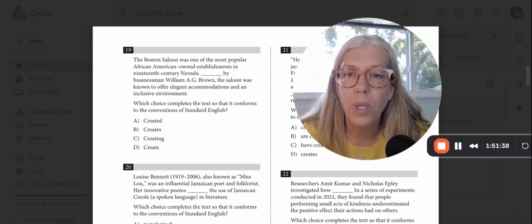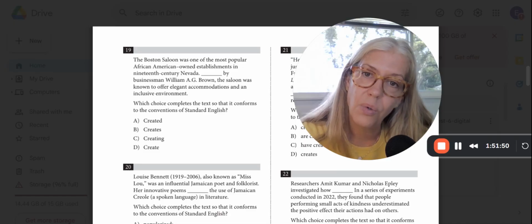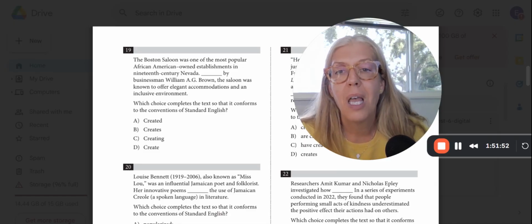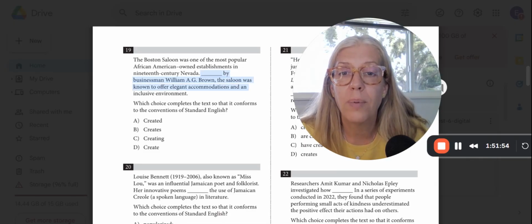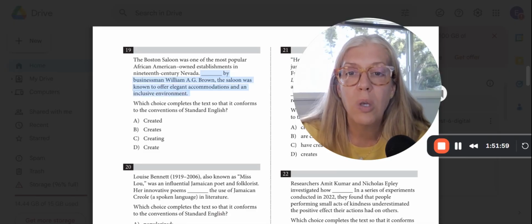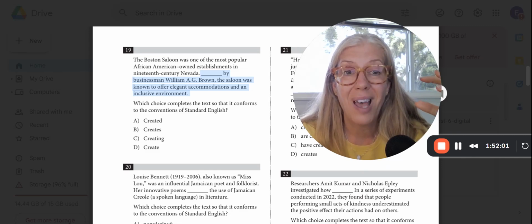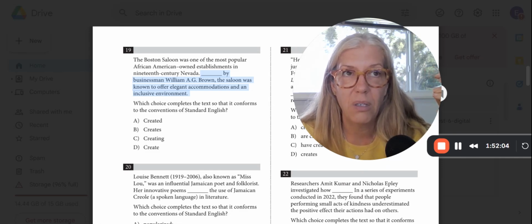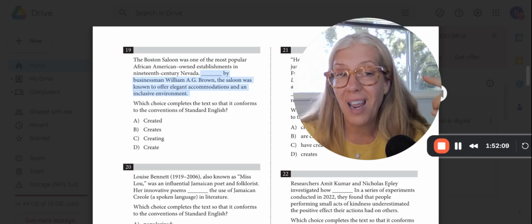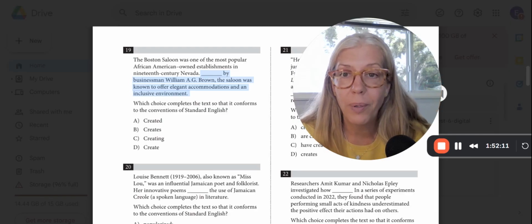By businessman William A.G. Brown. The saloon was known to offer elegant accommodations and an inclusive environment. The subject in the second sentence, we're not looking for the subject in the first sentence. We're looking for the subject in the second sentence, and so we're looking for the verb that goes in the second sentence. The subject is William A.G. Brown. That's the person, place, or thing that is doing the stuff in the sentence. So that person is doing the stuff in the sentence, and then I can take that and pick my correct verb.